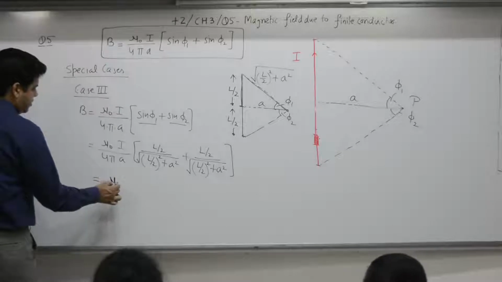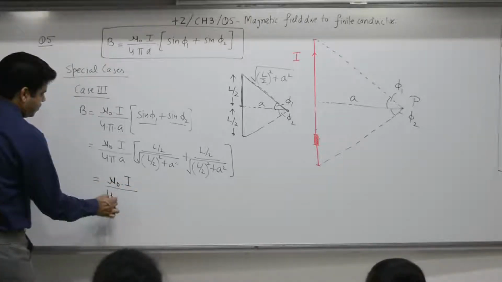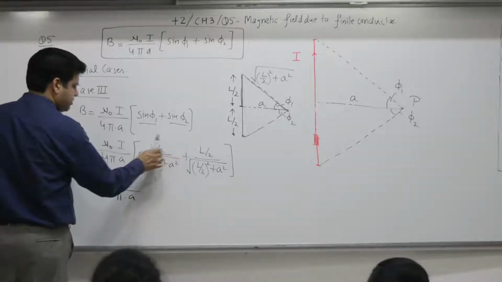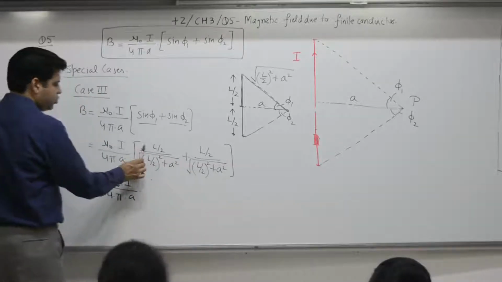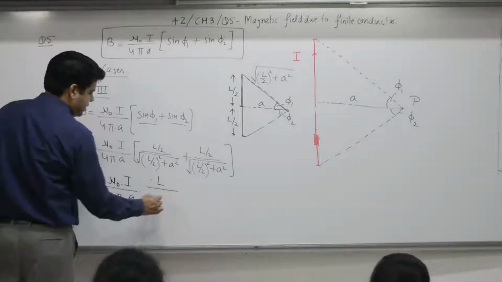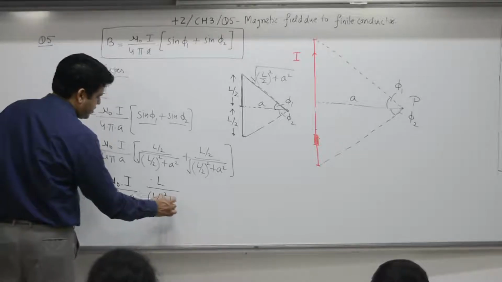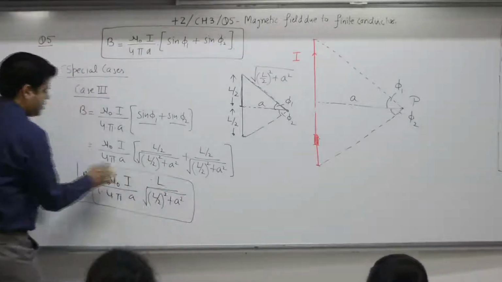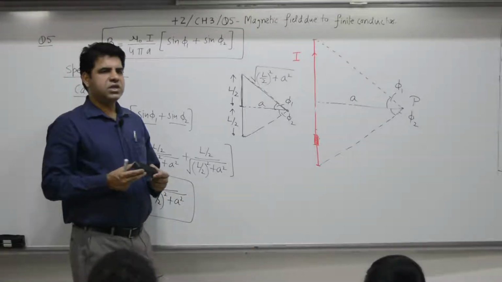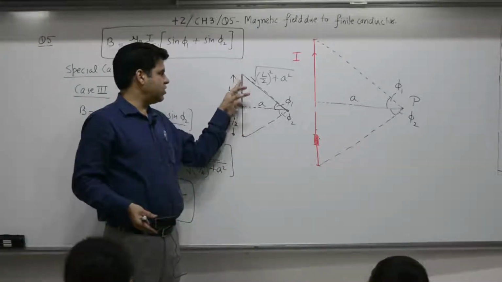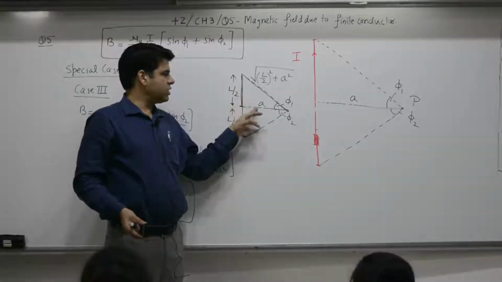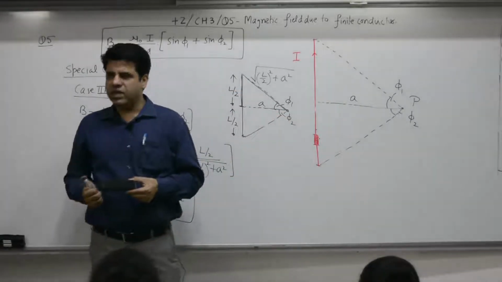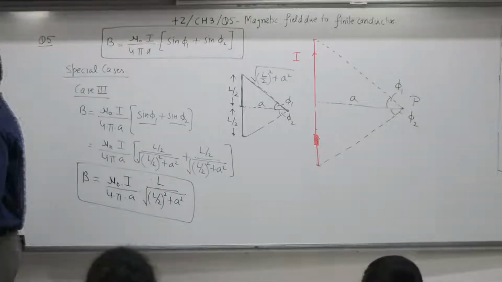Nu naught I over 4 pi A, 2 times L by 2, 2 times this value. So 2 times L by 2 comes out to L divided by L by 2 square plus A square under root. Simple. The examiner in competition will give you these values. For example, this value is 3, this value is 4. 3 square plus 4 square under root comes out to be 5. So you can simply find the value of sin phi 1 and sin phi 2. 2 minutes to complete.